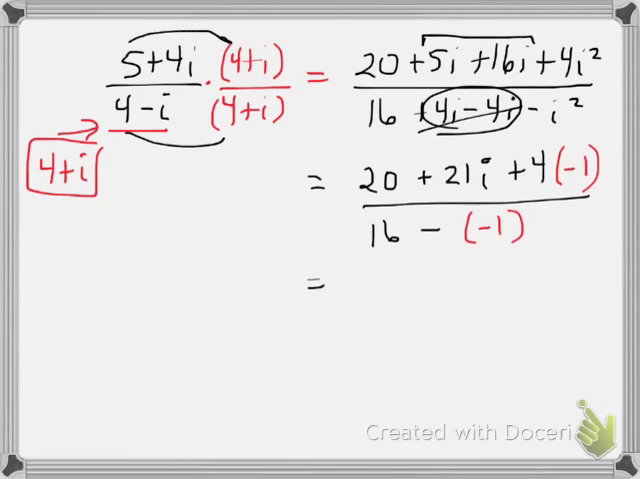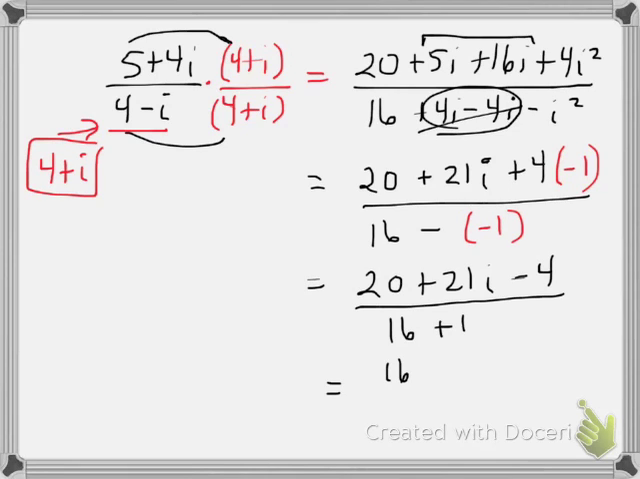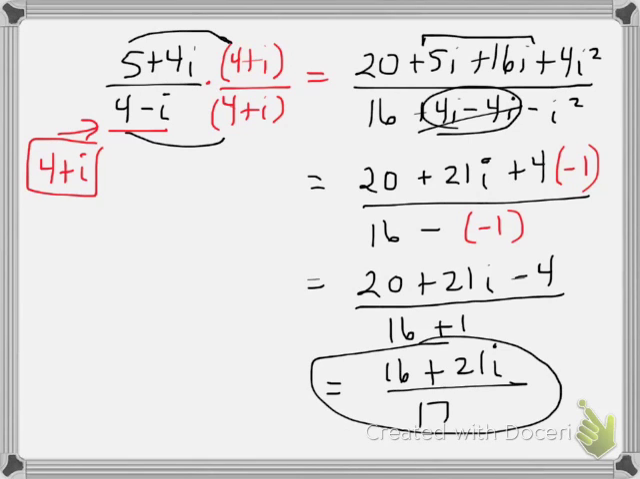Okay, so in that numerator, I actually have 20 plus 21I minus 4 when I multiply the 4 and the negative 1. And in the denominator, I end up with 16 minus 1, which gives me 16 plus 1. And so what's my final answer going to be is I get 20 minus 4, which is 16, plus 21I all over 17.